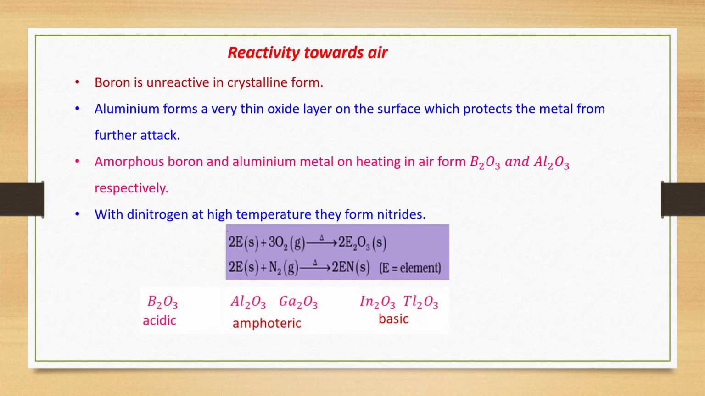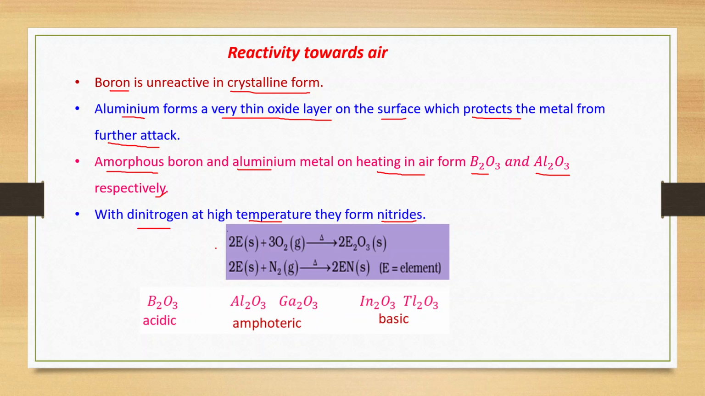Reactivity towards air. Boron is unreactive in crystalline form. Aluminium forms a very thin oxide layer on the surface which protects the metal from further attack. That is, Al2O3 is passive in nature. But amorphous boron and aluminium metal on heating in air form B2O3 and Al2O3 respectively. With nitrogen at high temperature, they form nitrides.